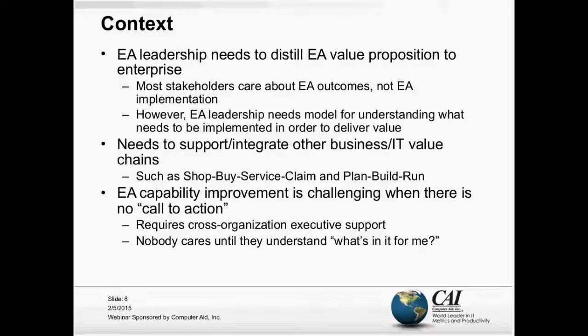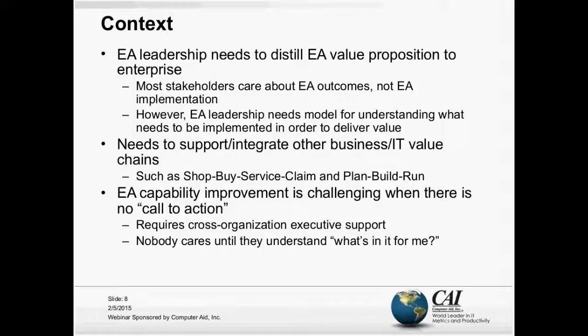For example, in a property and casualty insurance company, there may be a high-level value chain that basically distills what the organization does, such as shop, buy, service, and claim. Or, as we'll see in a little bit, if we're talking about the business of IT, we may have a value chain described by plan, build, and run. So it's a really high level of abstraction of what, at the end of the day, this part of the business does.